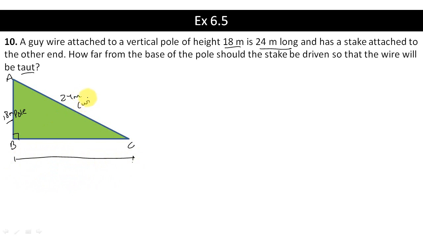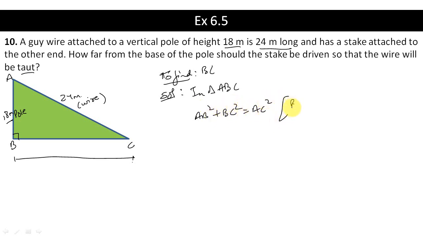And this is a wire. So we need to find BC in triangle ABC. AB square plus BC square is equal to AC square by Pythagoras theorem. AB, this is 18 square plus BC square is equal to AC square. AC is 24. So BC square will be 24 square minus 18 square.